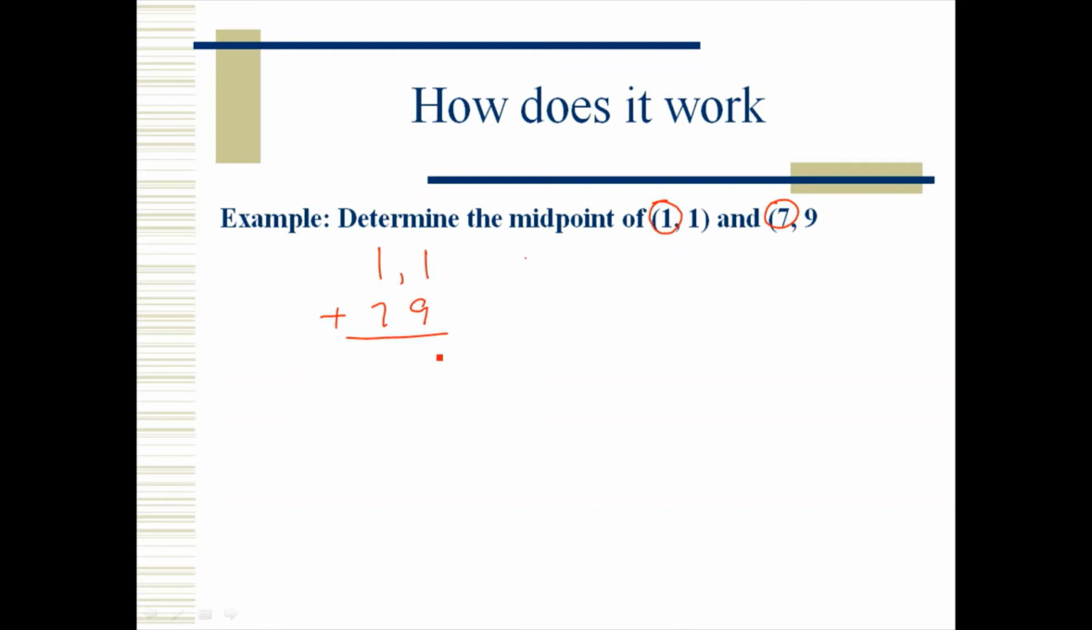1 plus 9 gave me 10. 1 plus 7 gave me 8. And then just divide both of those by 2. 8 divided by 2 will give you 4. 10 divided by 2 will give you 5. Therefore, the midpoint for these two particular points will be (4, 5), because you simply add and divide.